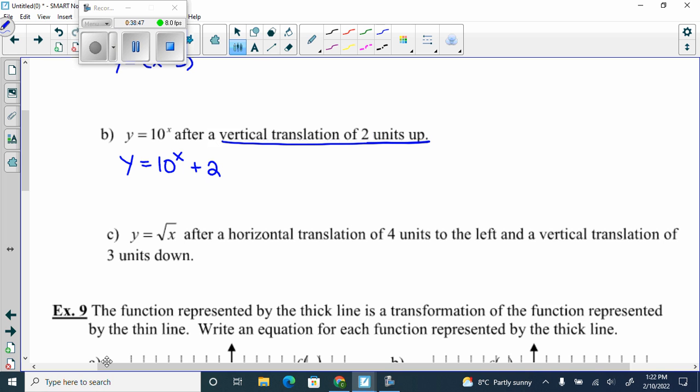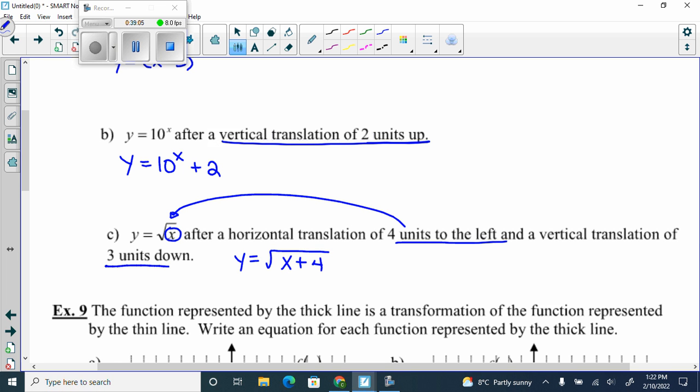This one, y equals root x after a horizontal translation 4 units to the left. Words into equation, what am I going to do? Yeah, the opposite, so I'm going to add. So I'm going to get y equals square root, because it has to go with the x, and the x is in the square root. X plus 4. And vertical translation 3 down. Nice.